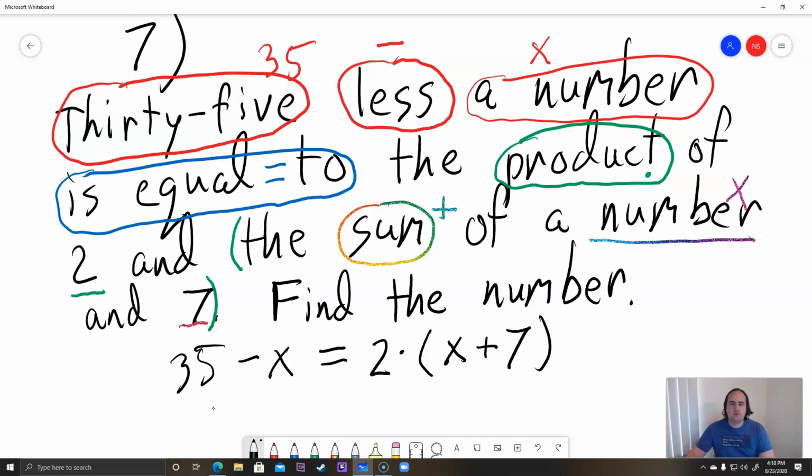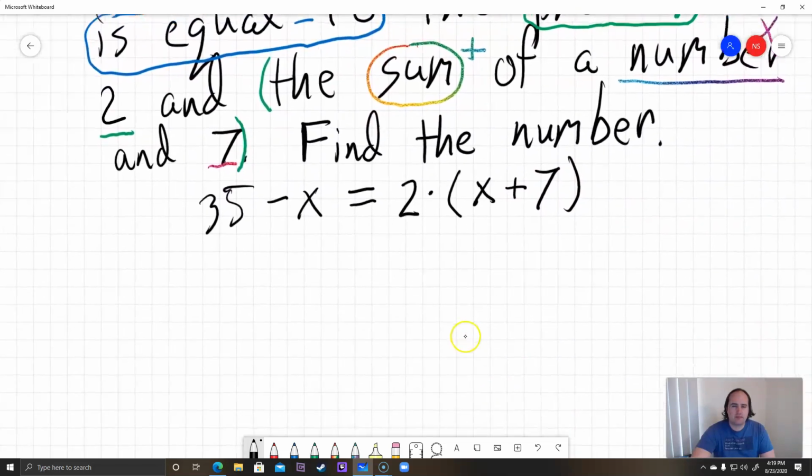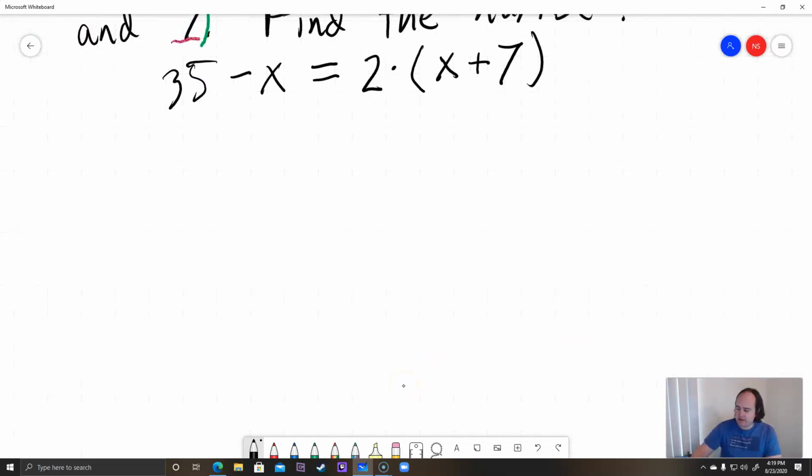Okay, and I was using the rainbow marker there. That's why it looked so interesting, because I ran out of colors, so I switched to the rainbow marker. But anyway, this should be how you translate it. So you should have 35 minus x equals 2 times parentheses x plus 7. Okay, so that's a tough problem. There's really a lot to write out there. And we're not even done yet. We still have to actually solve it. So I'm going to go ahead and box this.